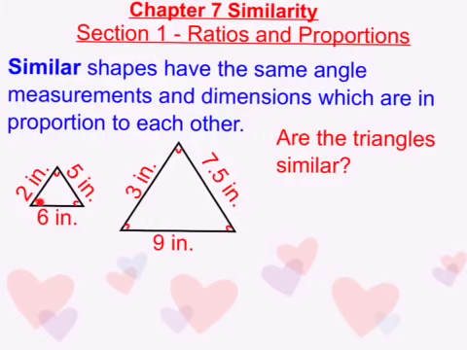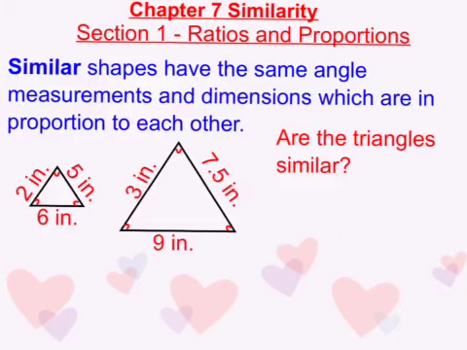Here you can see I have two equilateral triangles, so obviously all of the angle measures are 60 degrees, but the sides of the triangles are different. We're going to talk more in the future about how the triangle has been dilated. In this case, the triangle has been dilated by a certain scale factor, and we'll get to that in the future.